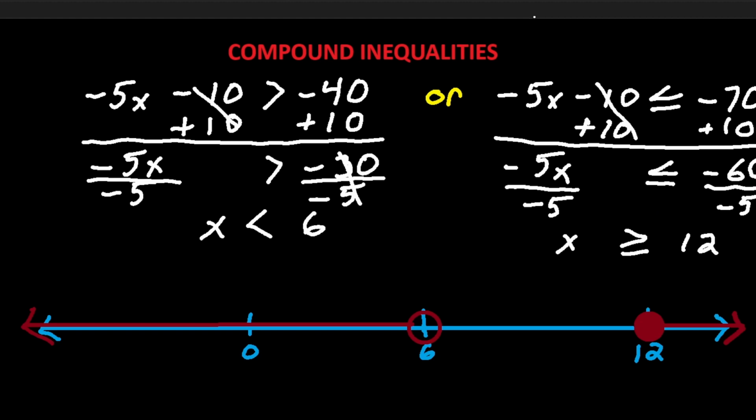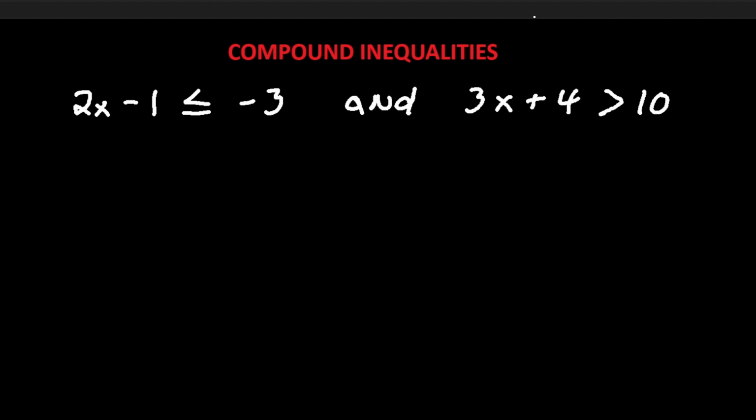Let's look at another example. This is a special case. Notice that for these two inequalities they're separated by the word "and," which means that the answer that satisfies one must also satisfy the other, so it's more restrictive. So we start off by solving these.